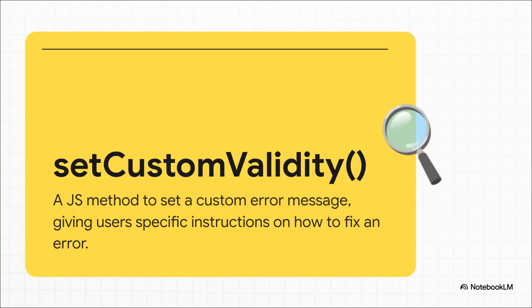And that brings us to this incredibly powerful tool, setCustomValidity. This is how we take the user experience to the next level. Instead of the browser's vague, unhelpful error like, please match the requested format, we can be super specific. We can write our own messages like, hey, your password needs to be at least 8 characters long, or, whoops, don't forget the @ symbol in your email. It's all about replacing vague frustration with total clarity.